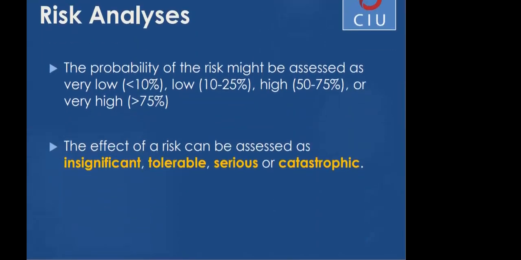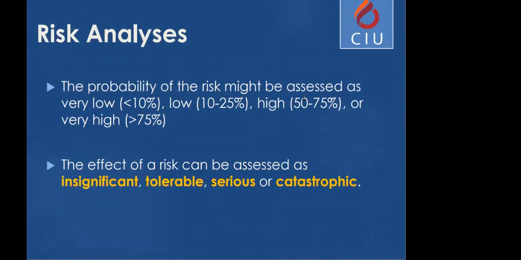Some people asked me in the past how you prioritize the risk. Basically, you can assess the risk: if the probability of it happening is lower than 10%, it is very low. If it is 10 to 25, low. 50 to 75 is high. And if it is over 75, then it is considered very high. The effects are roughly the same. But you need to understand that just because the probability of a risk is very low, it doesn't mean that its effect should be insignificant.